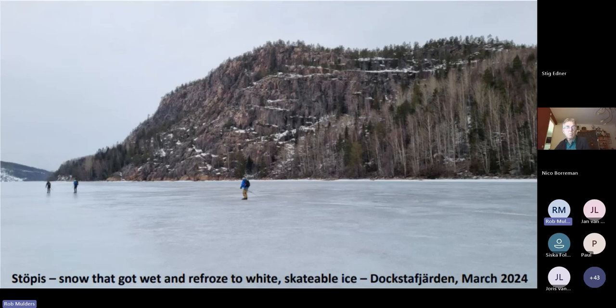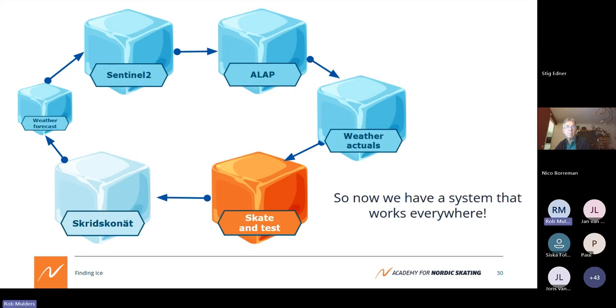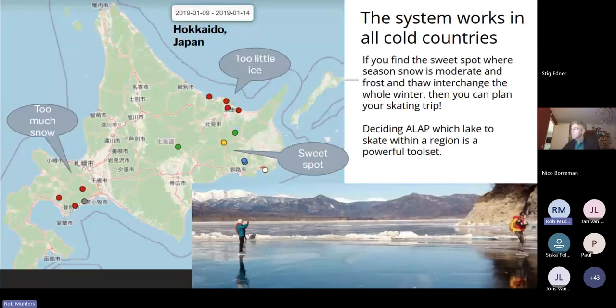So now we have a system that works everywhere because we have reference points either from Skritskonet or from satellite pictures. We decide as late as possible, we use the weather actuals, and then we skate and test. And if every day of the multi-day trip we follow this circle, then it's pretty sure you have a really good skating multi-day trip. And that system works in all cold countries.